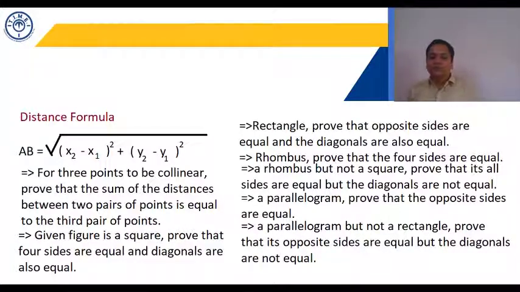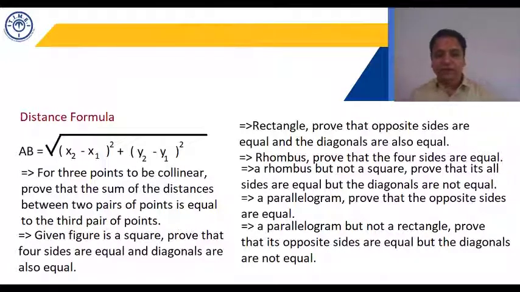A parallelogram but not a rectangle: prove that its opposite sides are equal but diagonals are not equal, because in a rectangle diagonals are also equal. If you want to prove it's a parallelogram but not a rectangle, prove that its opposite sides are equal. It's a parallelogram, but diagonals are not equal, because if diagonals become equal, it becomes a rectangle.